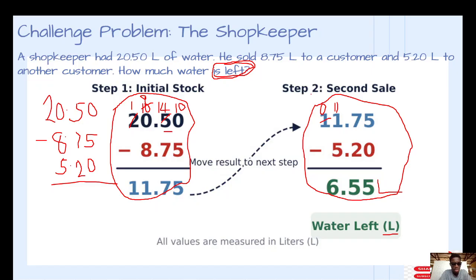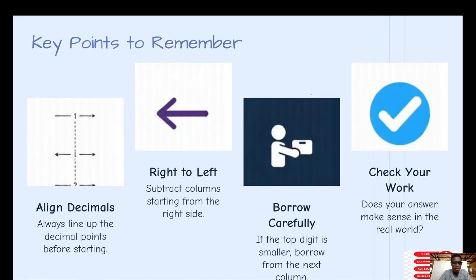All right. So let's move on to the summary of all that we have done so far. We should understand that in subtracting decimals, the first thing to put at the back of your mind is aligning the decimal point to their respective place values. That is very, very important. And the second thing is that when subtracting, you start from left to right. And you should also understand that you can borrow if the top digit is smaller than the bottom digit.